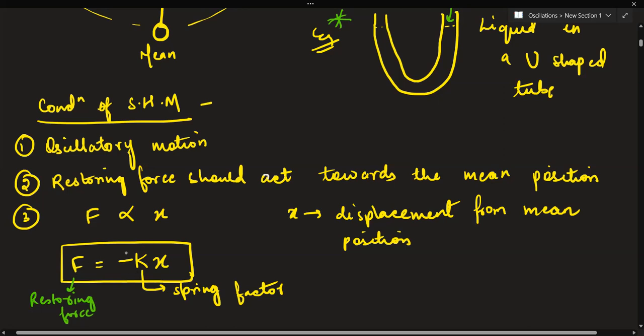Now this is known as the spring factor, but don't confuse it with only a spring. If it's a spring, then the constant is called the spring constant. If it's a different system, if it's oscillation in a liquid tube or through a tunnel, then k will have a different value. So to generalize, whatever the constant is, we call it the spring factor. But what you have to remember is that the restoring force will be directly proportional to the extension produced, or the displacement from the mean position.